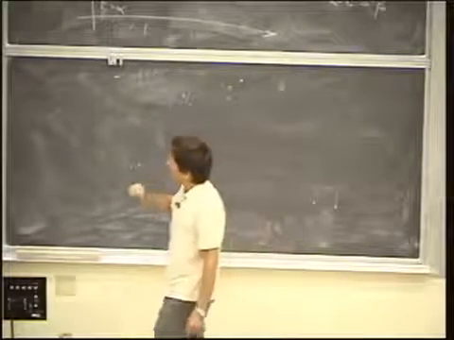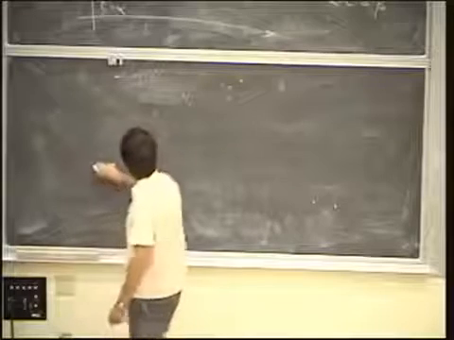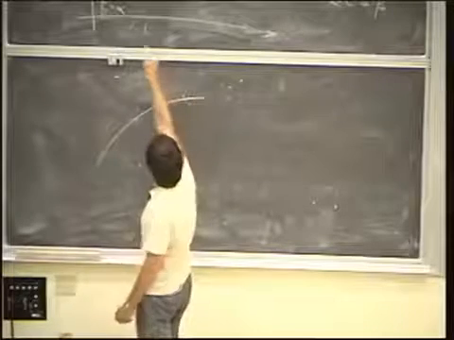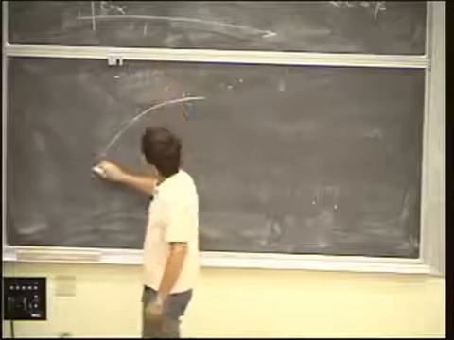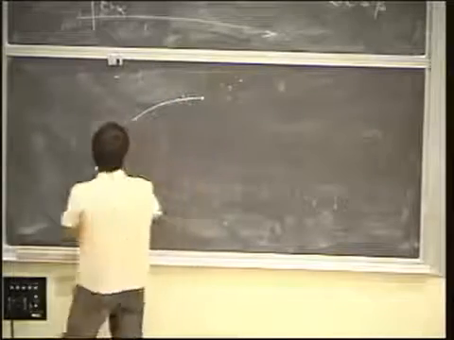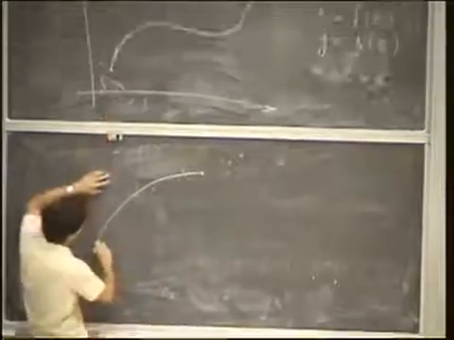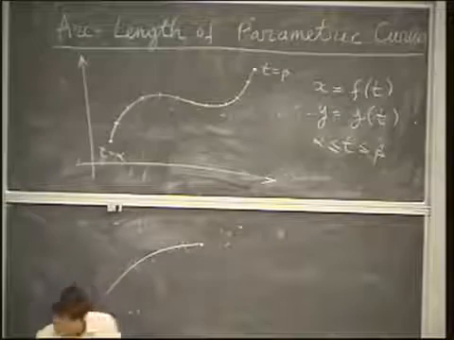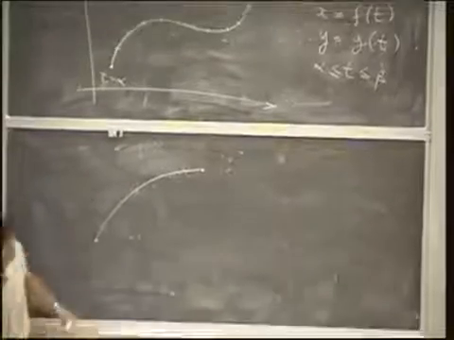So, anyway, going back to this, let's just blow up one small segment of this curve. So it will look something like this. That's just one of those little guys. And now we approximate it by a straight line.